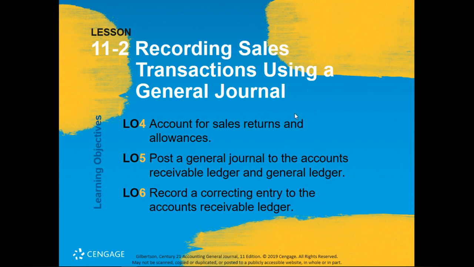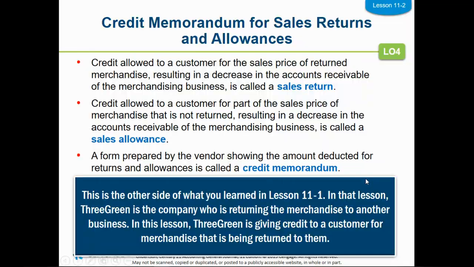So in 11.1, we learned about purchases, returns, and allowances. And in this lesson, we're going to learn about sales returns and allowances. Credit allowed to a customer for the sale price of returned merchandise is called a sales return. And when you get credit for part of that sales price, that's called a sales allowance. We're going to use a credit memo instead of a debit memo. And this is really just the other side of what we did in 11.1.